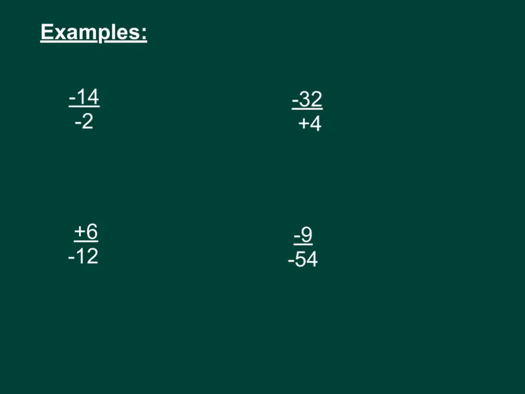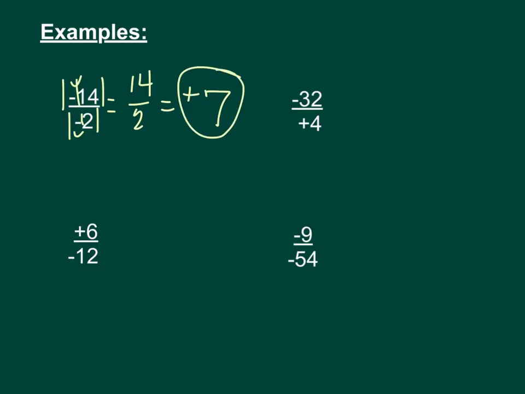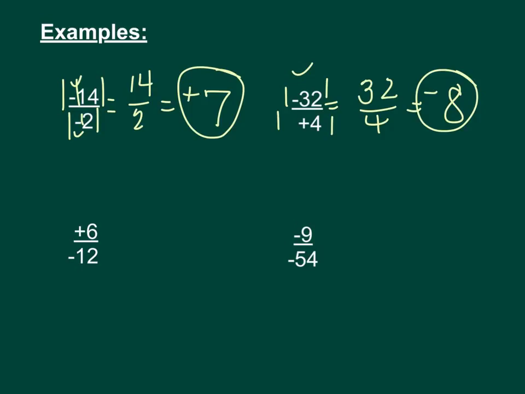If I go ahead and look at these other examples, I've got negative 14 divided by negative 2. Well, I take the absolute values of both of those. So that's 14 divided by 2, which is 7. I've got 1, 2 negatives. That's an even number. My answer is positive 7. Over here again, absolute value of both, 32 divided by 4 is 8. Only one negative. That's an odd number. My answer is negative 8.